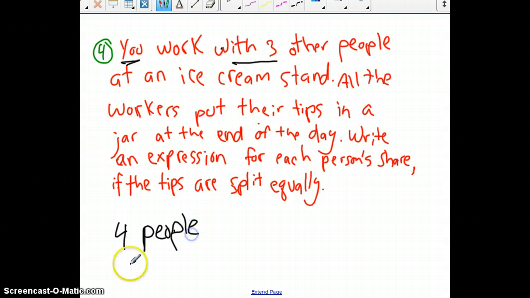Okay? The tips, you don't know how much it is. So when you don't know the value, that's when you assign a variable. Well, we know that we want to take the amount of tips and break it equally into 4 parts. So break equally means you want to divide into 4 equal parts. So x over 4, when x is representing the tips, would give you an expression for the tips if they're split equally.